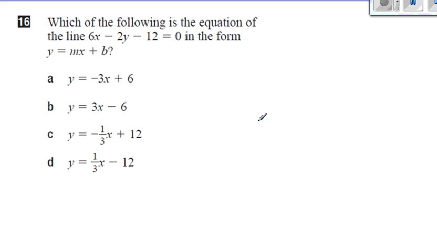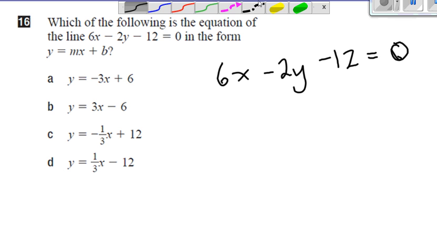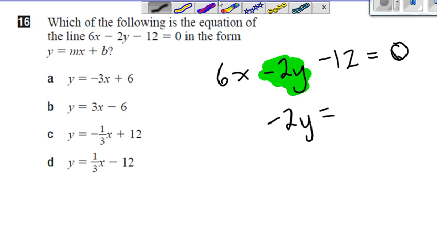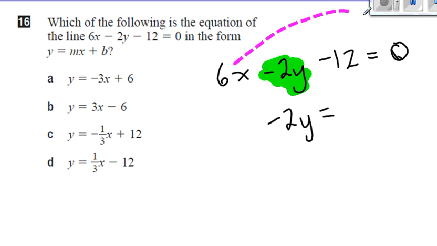Question 16. Which of the following is the equation of the line 6x minus 2y minus 12 equals 0 in the form y equals mx plus b? Well, we certainly did this sort of algebra a lot in class, so much that I hope it's fairly automatic. So here's the original equation of the line we're given. The first thing we have to do is isolate the y term. It says negative 2y, so that stays put. Everything else we want on the other side of the equation. So 6x is going to move over here, and negative 12 is going to move over here.